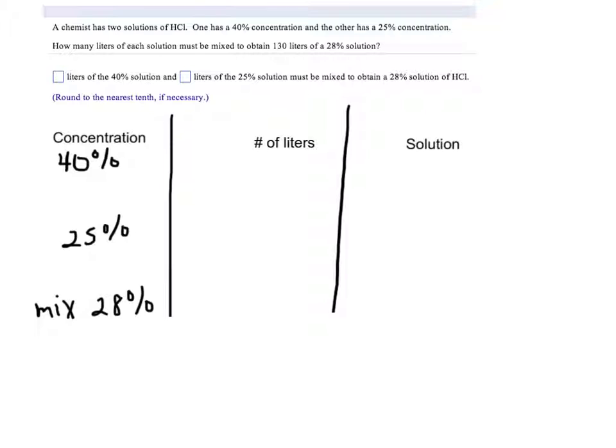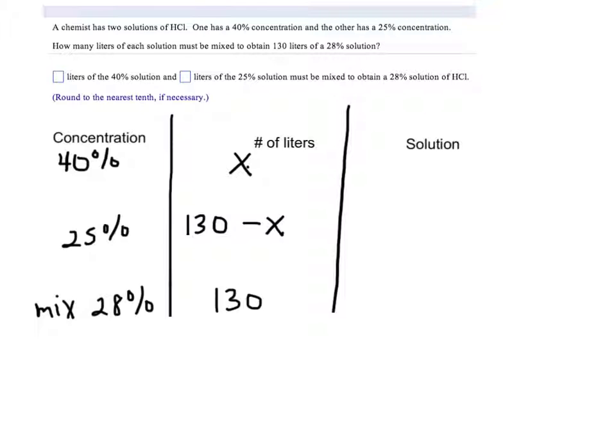So the first thing, I do not know how many liters of 40% concentration that I have, so I'm going to call that X. So we're going to put an X right here for number of liters for 40%. I do know that I have 130 liters of 28% solution, so I'm going to put 130 liters down here. So that means that these two here, the 40% and the 25%, have to add together to be equal to 130. So my 25% solution will be 130 minus X, because X plus 130 minus X, the X's will cancel, and that will give me 130. So the top two rows need to add together to be the bottom row.